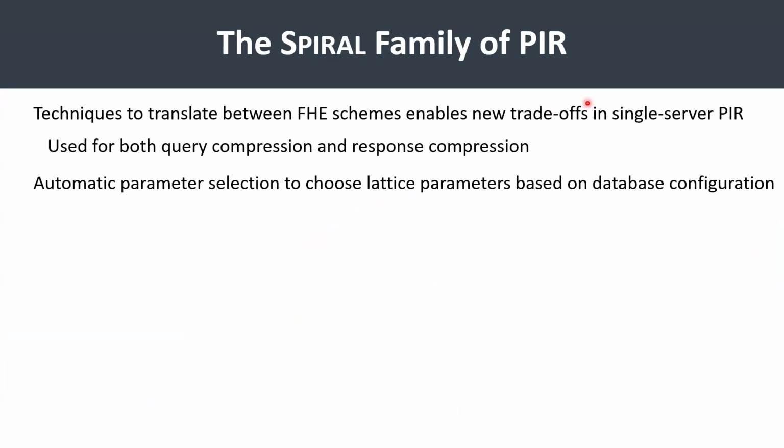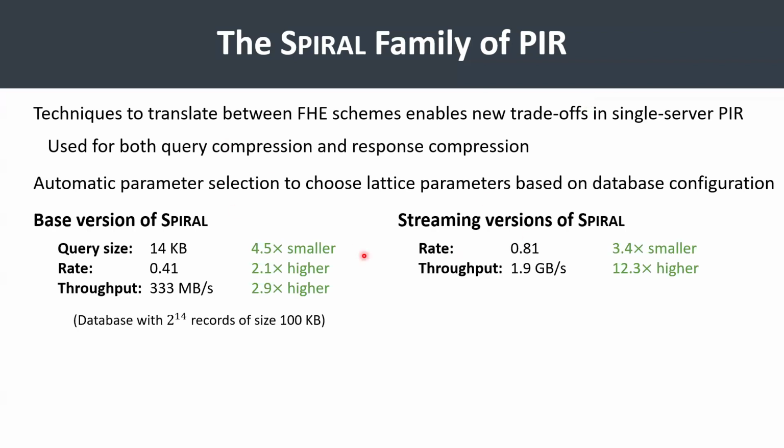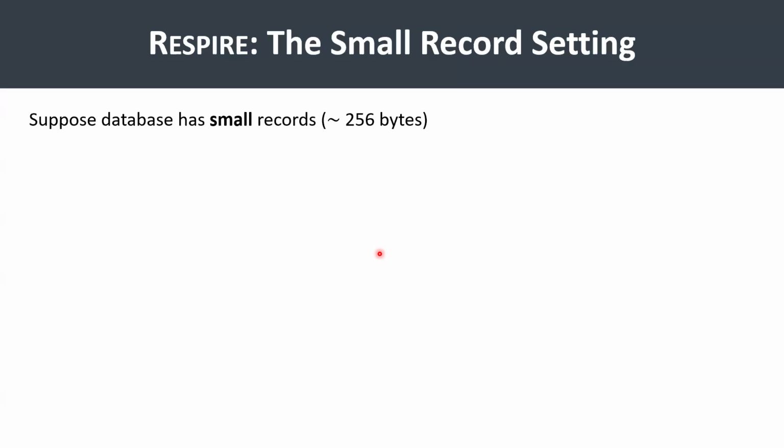We also have automatic parameter selection, which I think is very useful in the setting of any kind of lattice-based system. With lattice-based cryptography, there's always a lot of parameters that you have to pick, and the parameters basically dictate the overall performance of the construction. With Spiral, we have a systematic way of going about this, where you just tell me the size of the database, so number of records and size of each record, and it automatically figures out what lattice parameters to use to optimize it for your requirements. Just to summarize, these are the base versions and the streaming versions of Spiral relative to prior work.